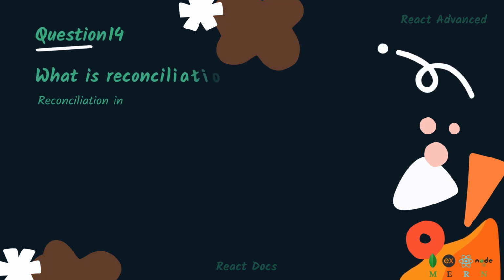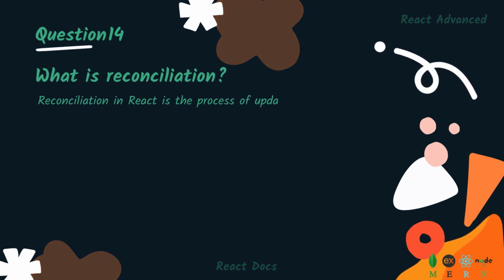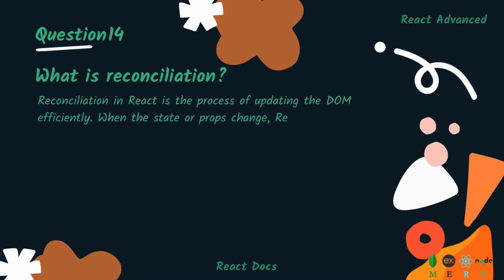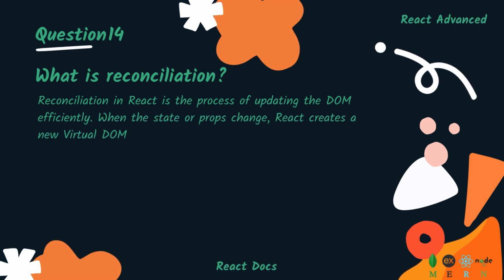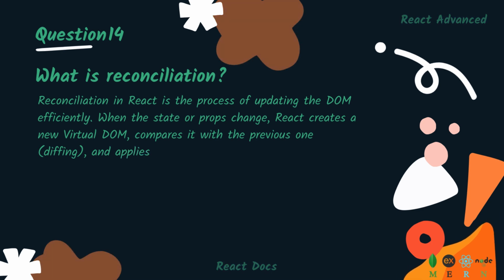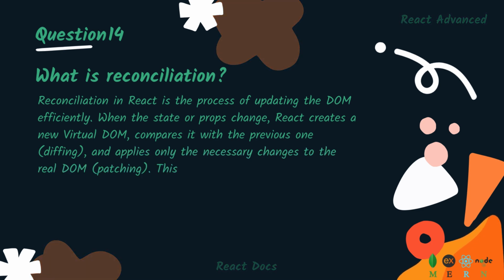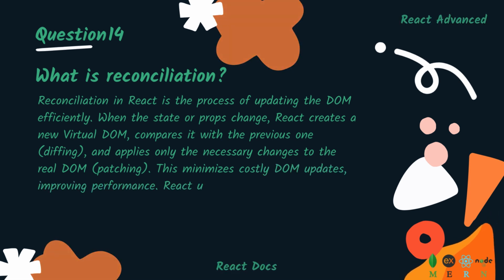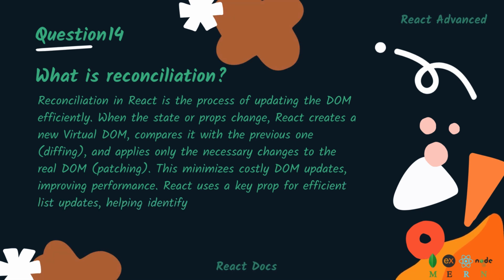What is reconciliation? Reconciliation in React is the process of updating the DOM efficiently. When the state or props change, React creates a new virtual DOM, compares it with the previous one (diffing), and applies only the necessary changes to the real DOM (patching). This minimizes costly DOM updates, improving performance. React uses a key prop for efficient list updates, helping identify and update elements smartly.